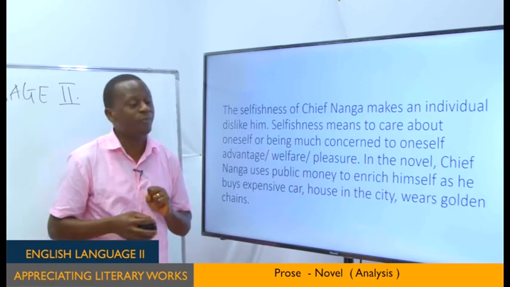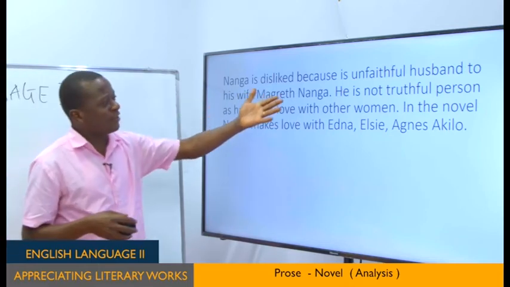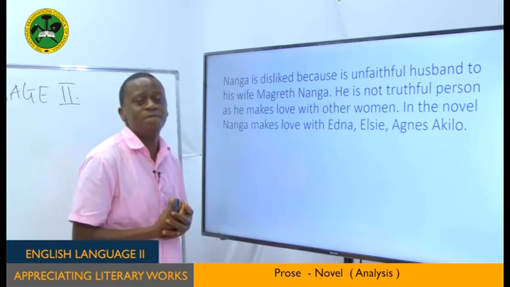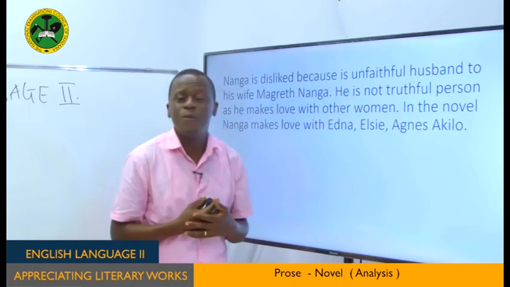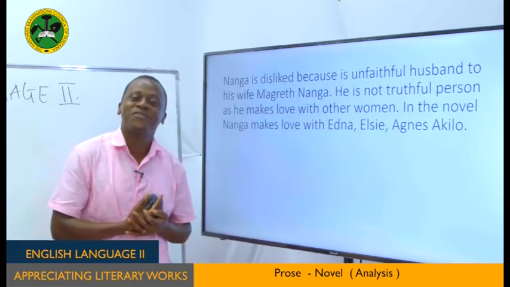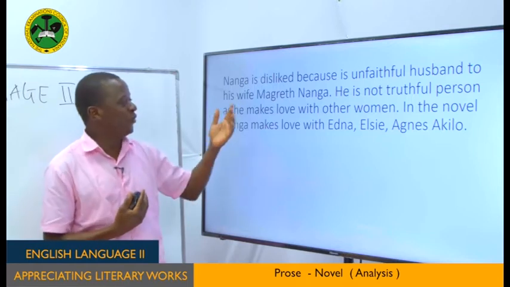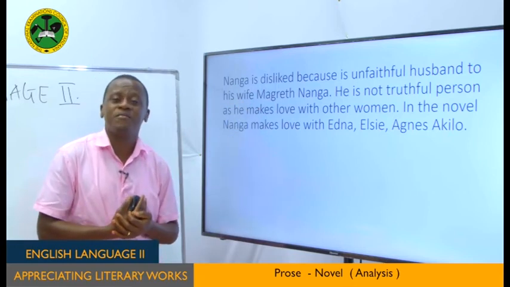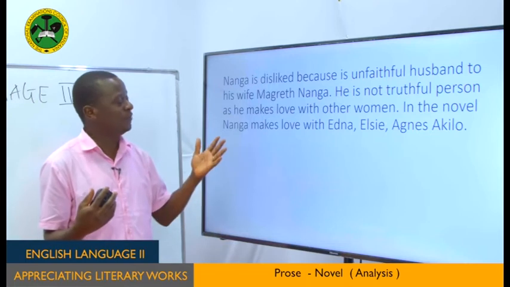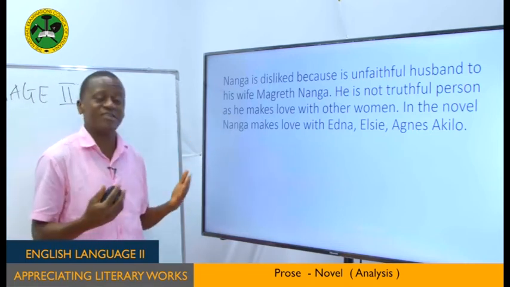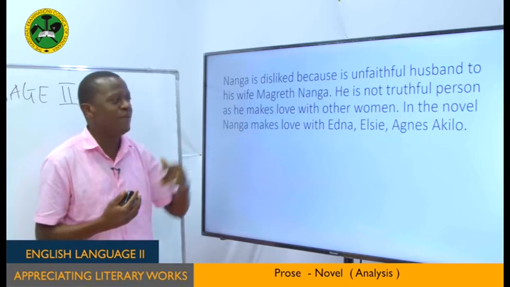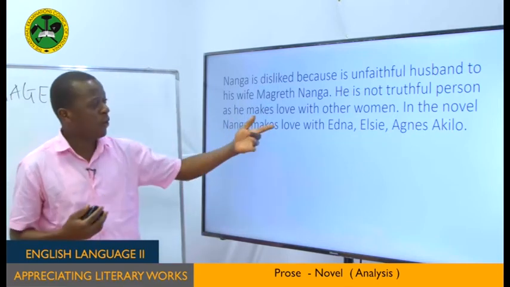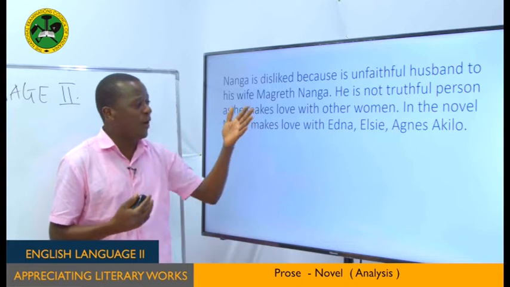Students, let us move to the next point. The other reason Nanga is disliked is because of his unfaithfulness as a husband to his wife, Margaret Nanga. My students, Nanga is a married person. He's married to Margaret. Odili witnessed this particular wedding. Now, Odili, as narrator of this novel, tells us that despite the fact that this man is married, he is not a trustworthy person, as he makes love with other women. He goes outside of wedlock.